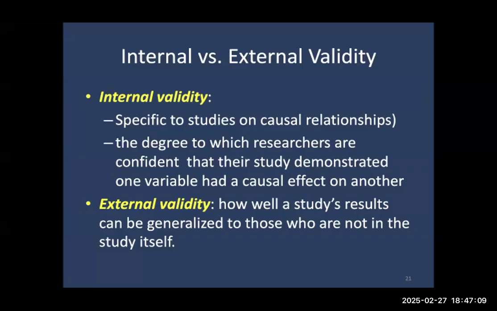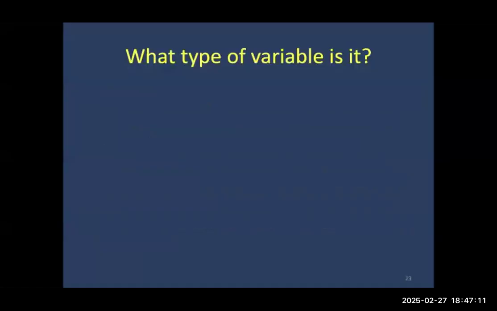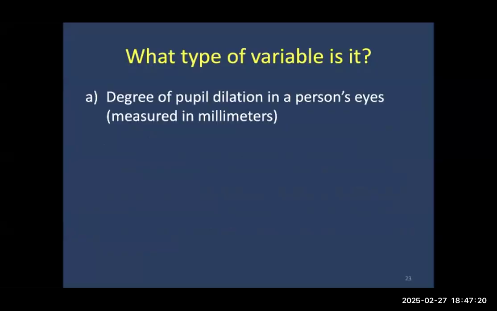Okay, let's do some testing. What type of variable? Feel free to just unmute and say what you think it is. We're talking about nominal, ordinal, interval, or ratio. What type of variable is it if we are measuring the degree of pupil dilation in a person's eyes? Nominal, ordinal, interval, or ratio? It's ratio, correct. Yes, it is, because we're measuring in millimeters.